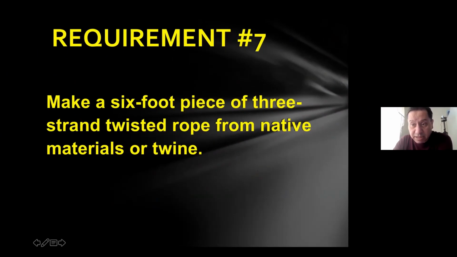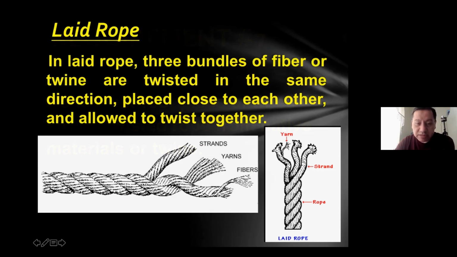Here's another big requirement, guys. This is not an easy honor. Well, it is an easy honor if you work at it, but you have to work at it. Make a 6-foot piece of 3-strand twisted rope from native materials or twine. What do we mean by this? You're gonna do a 6-foot rope, and you're gonna do a laid rope. Remember the laid rope? Let's go back to the laid rope. Remember this rope? You guys are gonna make a 6-foot laid rope, but it has to be out of natural materials. So you're gonna bind some type of twine or not too thick rope, and you're gonna put 3 strands together, like you see here in the picture.